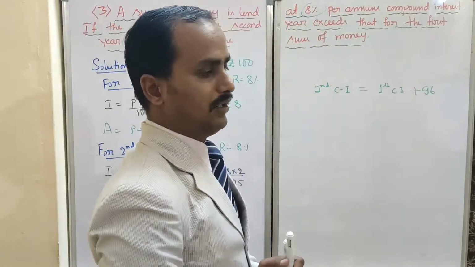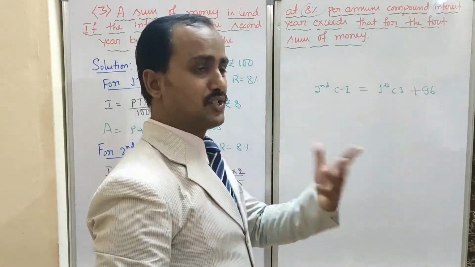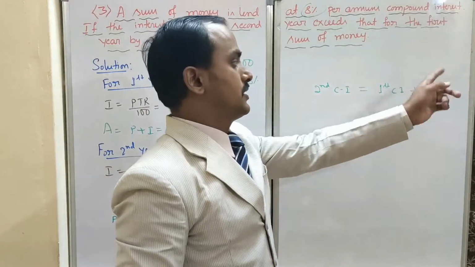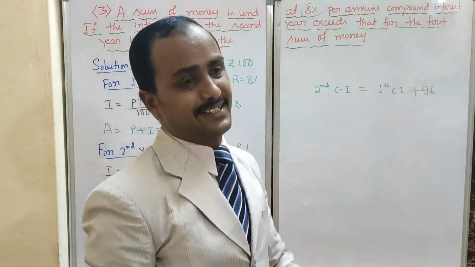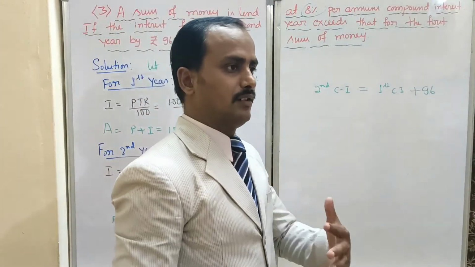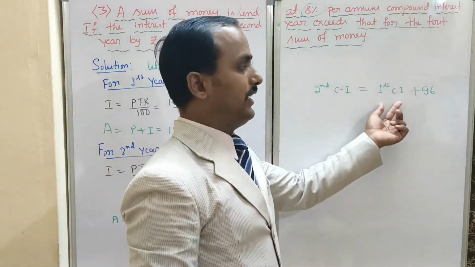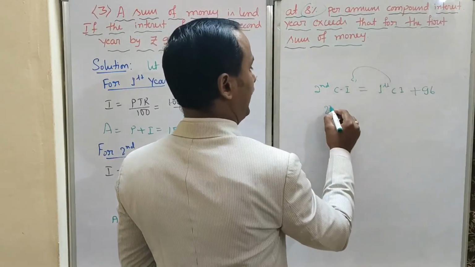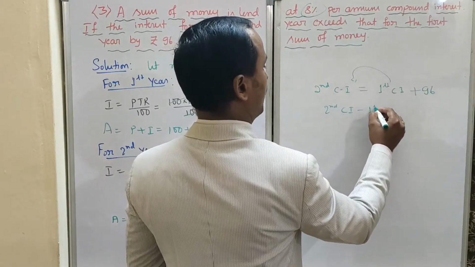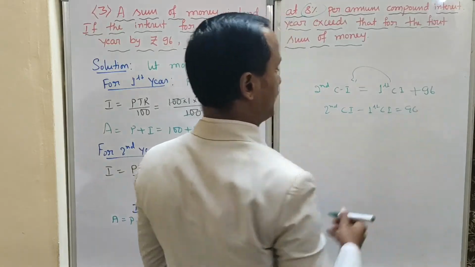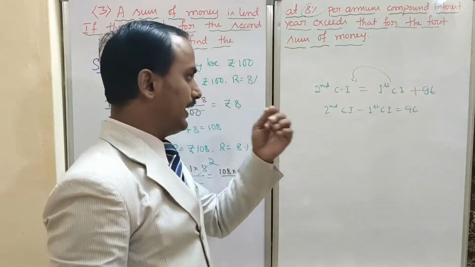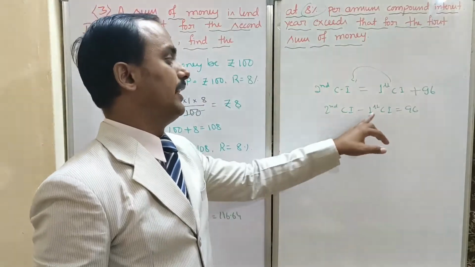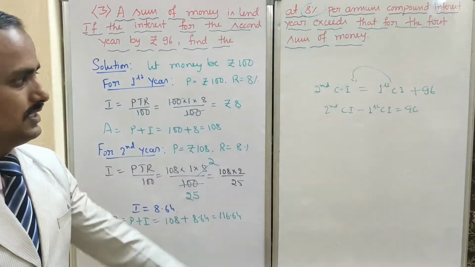For example, I am comparing my weight with my student. My weight is X, and my student is 96 kg less. Means my weight is equal to my student's weight plus 96, like this. Understand? The first year comes to this side, so second year compound interest minus first year compound interest is equal to 96. Means the difference between the interest of the second year and the first year is 96. This is the given data.